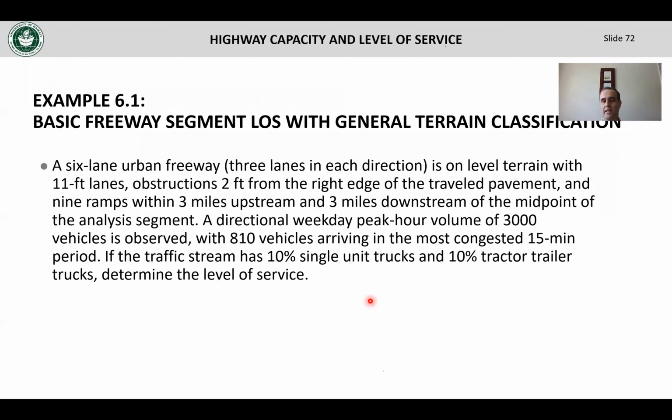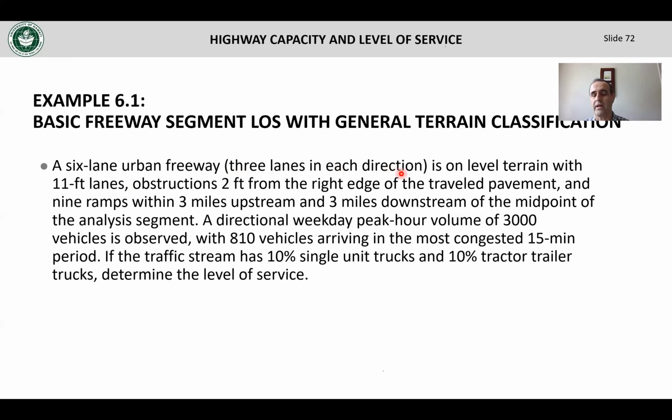Okay, so let's look at an example. So this is a typical problem, and this is an example in your textbook. A 6-lane urban freeway, and this is typical. In practice, you will hear someone tell you, oh, this is a 6-lane freeway. That means 3 lanes in each direction, okay? So if I tell you in a problem, a 6-lane urban freeway, and I forget to tell you it's 3 lanes in each direction, that's the assumption you have to make, okay? So you have 3 lanes in each direction.